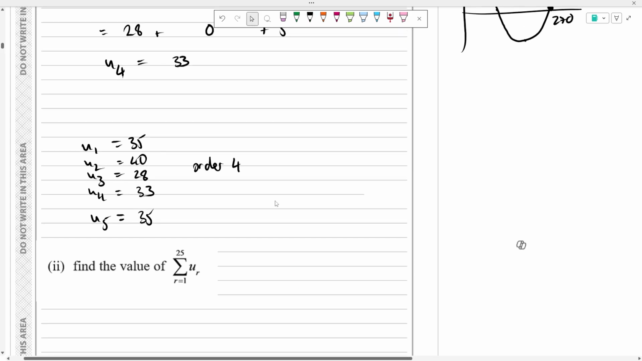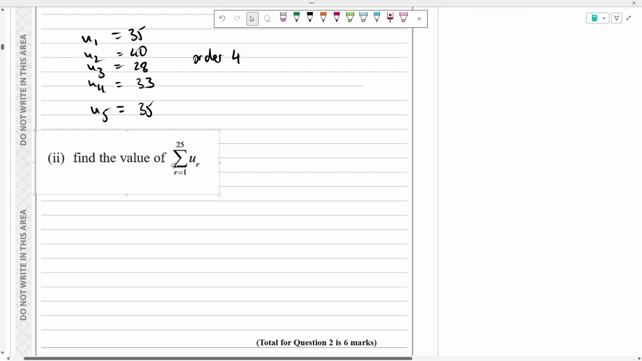A lot of these sequences, especially when you have this in your paper, you will have an order. If you don't, then there will be some sort of other trick, potentially with logs, I've seen stuff with logs. But with the order 4, essentially we can simplify these terms.